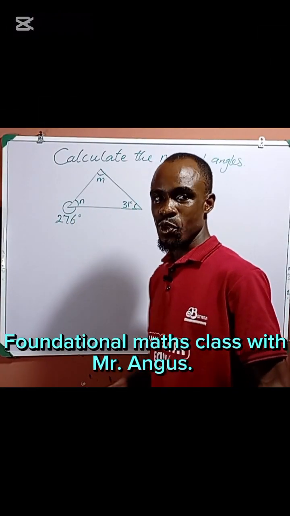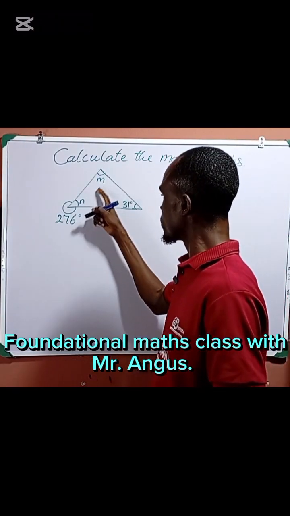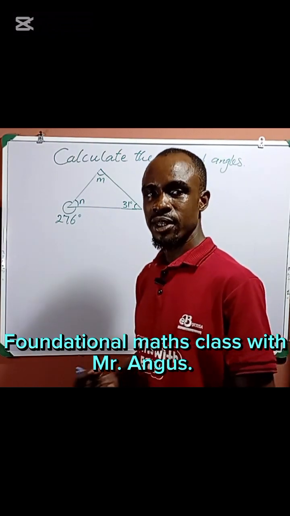Let us solve this question here. It says calculate the marked angles. And where are the marked angles here? The marked angles are M and N. They are the missing angles which we need to find their values.